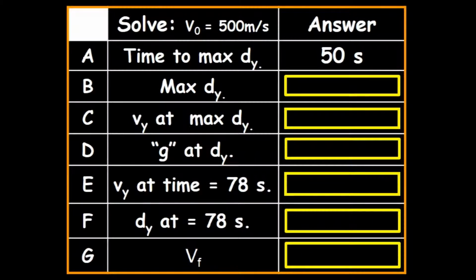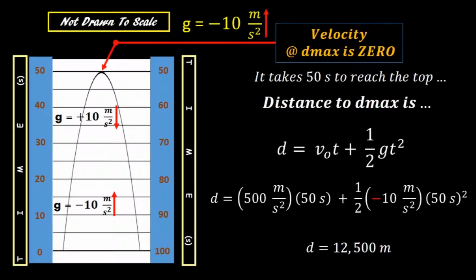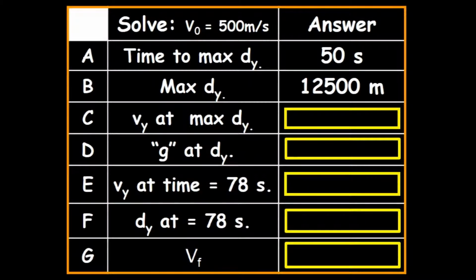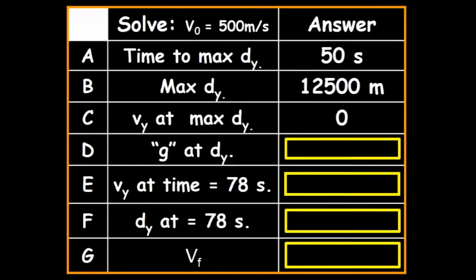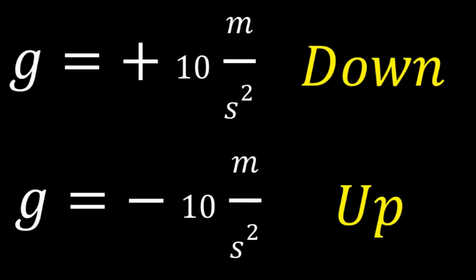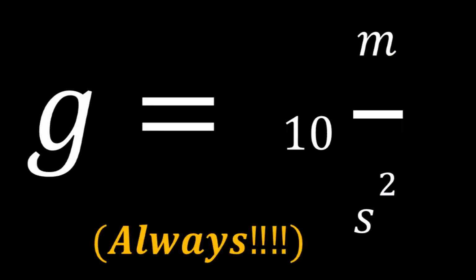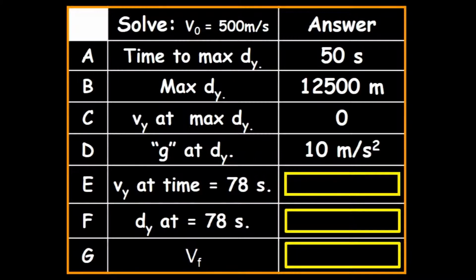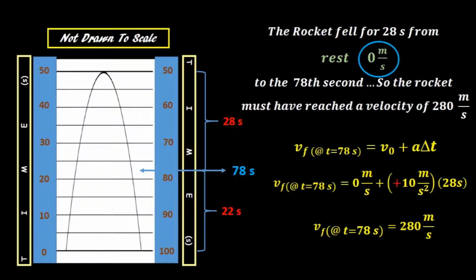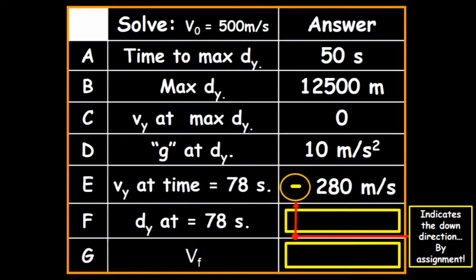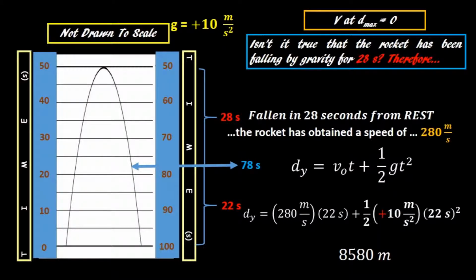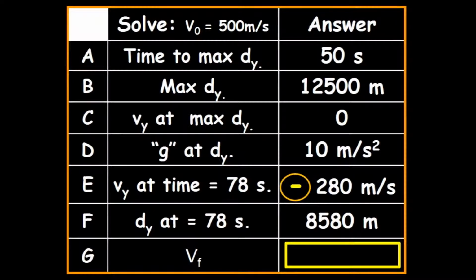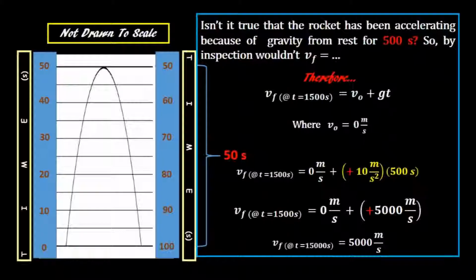So that's 50 seconds. What's Dmax going to be? Okay, 12,500 meters. What is going to be Vy at Dmax? Well, it's going to be 0. What's going to be g at Dmax? Well, it'll be 10 meters per second squared. And then what about at 78 seconds? So after it's fallen 28 seconds, 28 times 10 is 280. Negative because it indicates direction down. And then the height, and then the final would be that.